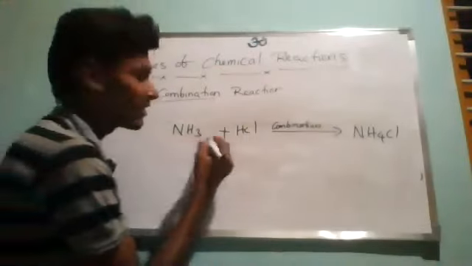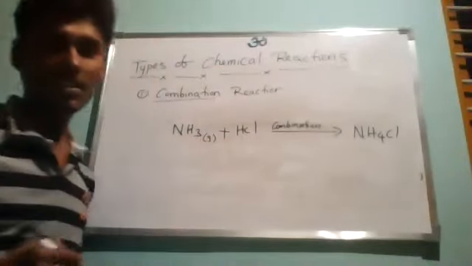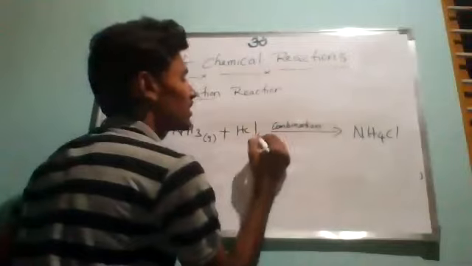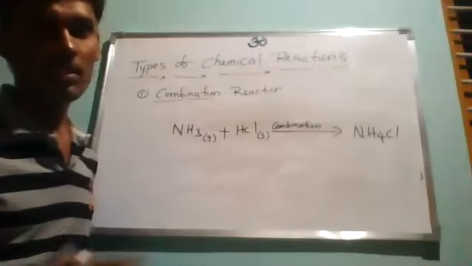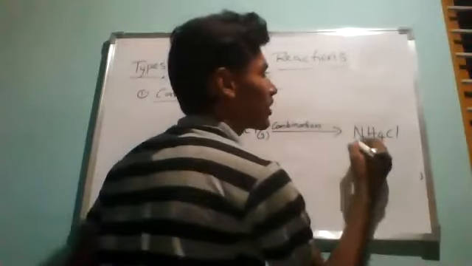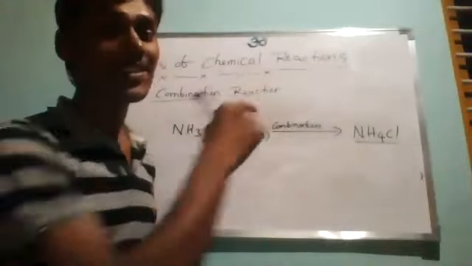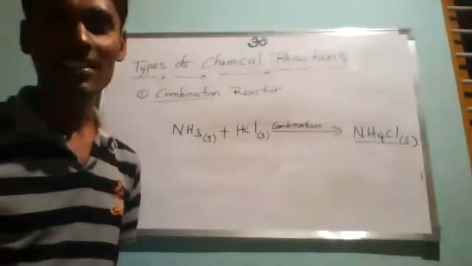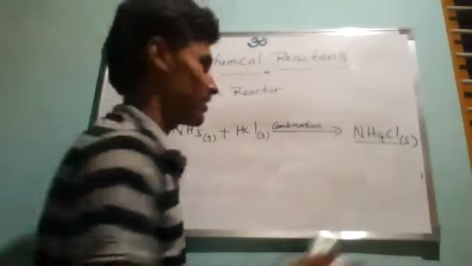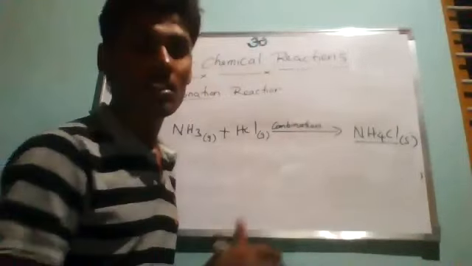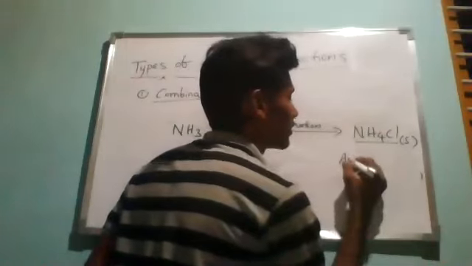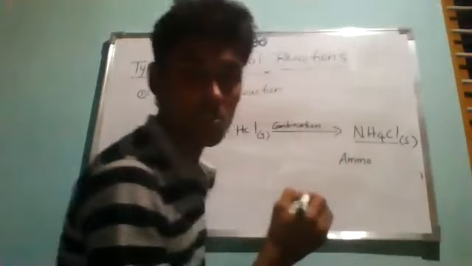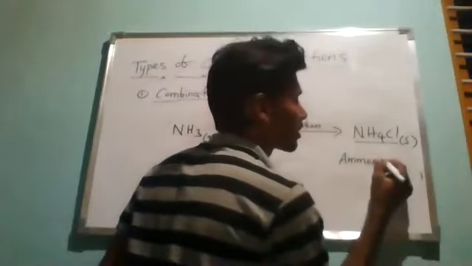Ammonia is in which state? Gaseous state. Hydrochloric acid will also be present in which state? Gaseous state. And the product is not in gaseous state, it will be present in solid state. So the compound name is what? Ammonium chloride.